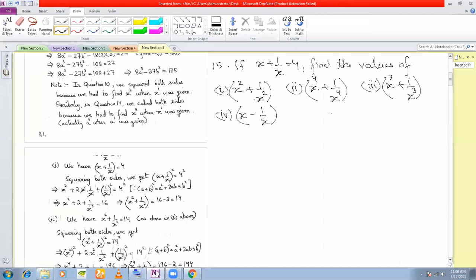Okay. First one is very easy, which you have already done. Let us finish this very quickly. You are moving from this power 1 here to a power 2. So we square both sides. So given x plus 1 by x is equal to 4. Square both sides.